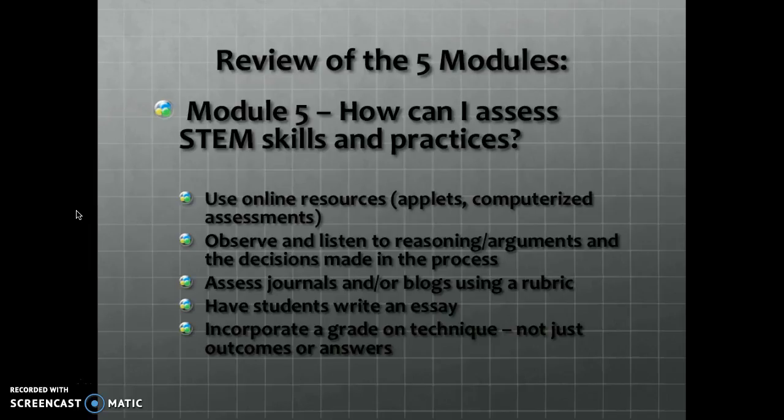I could also assess students by having them write journals and or blogs using a rubric. Students could write an essay and talk about their evidence to prove their findings. And of course, I would incorporate a grade on technique, not just the students' outcomes or their answers.